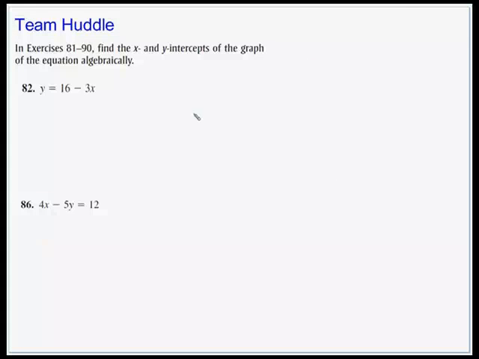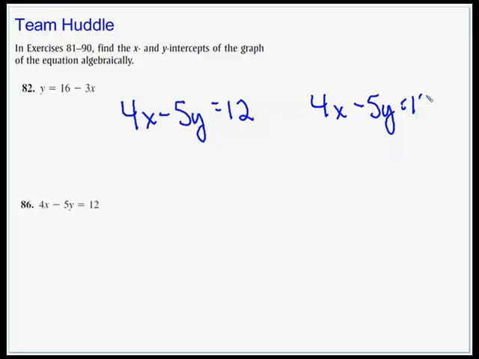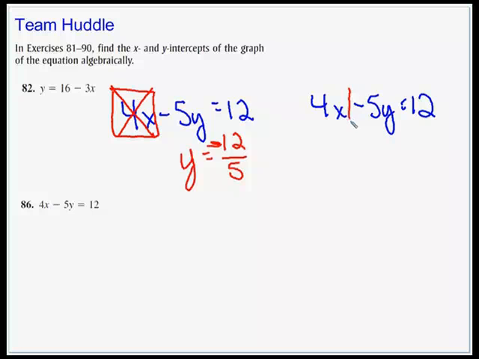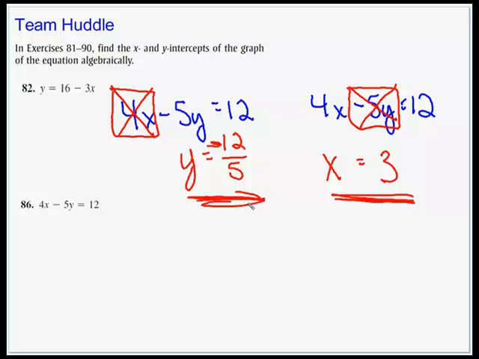Okay, let's try 86. We have 4x minus 5y equals 12. First, I'll let x equal 0. If I let x equal 0, that term gets wiped out. And we're left with minus 5y equals 12. So we would divide by negative 5. Y equals negative 12 fifths. And then we'll let y be equal to 0. So minus 5 times 0 is 0, and that term is wiped out. And we're left with 4x equals 12. Divide by 4, x equals 3. There is our x-intercept, and there's our y-intercept.